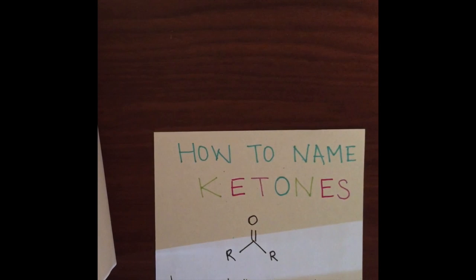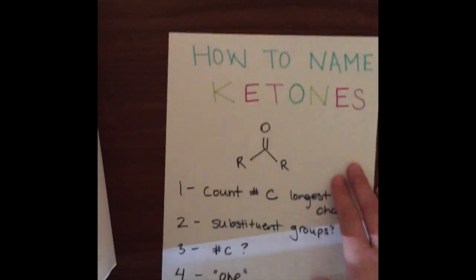This video is going to walk you through how to name ketones. Ketones are a lot like aldehydes. They are both organic compounds containing a carbon-oxygen double bond, known as a carbonyl group. With ketones, the oxygen is double bonded to an internal carbon, which is bonded to two other atoms in the form of this structure.